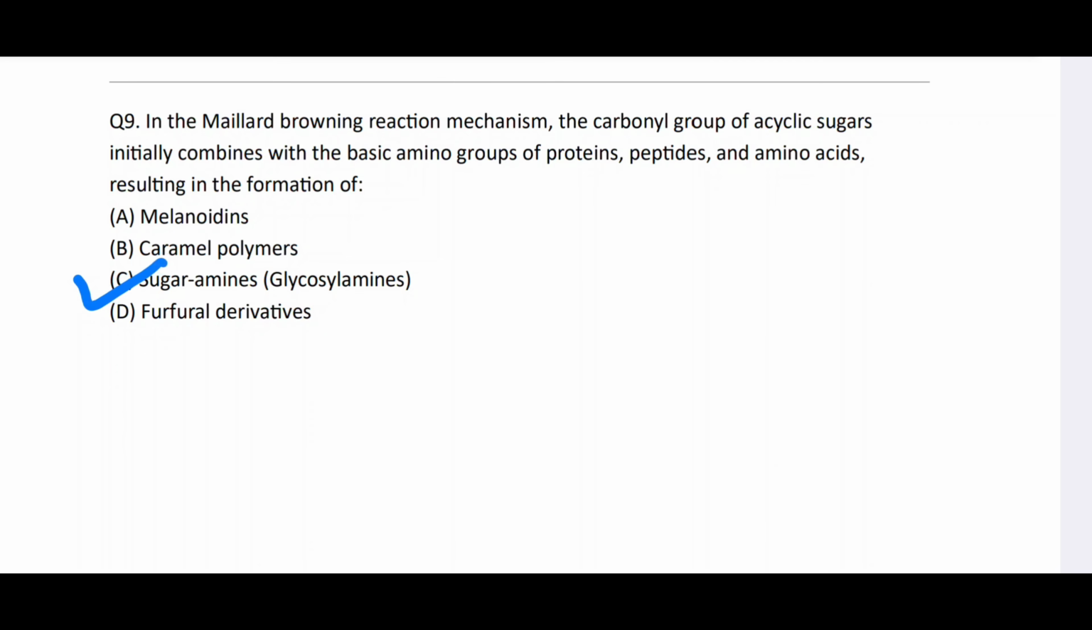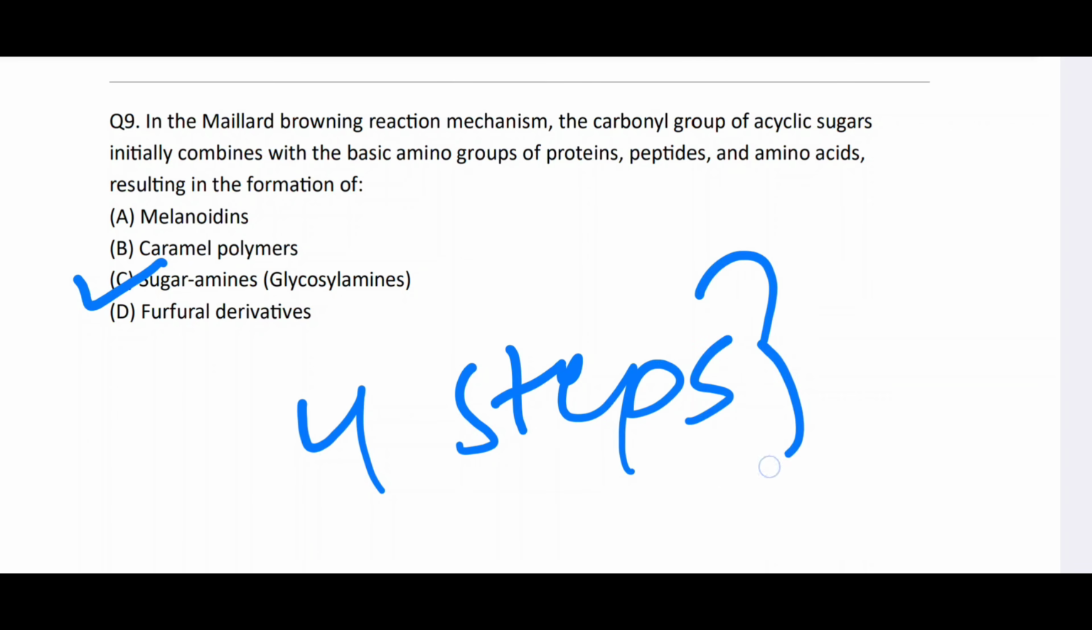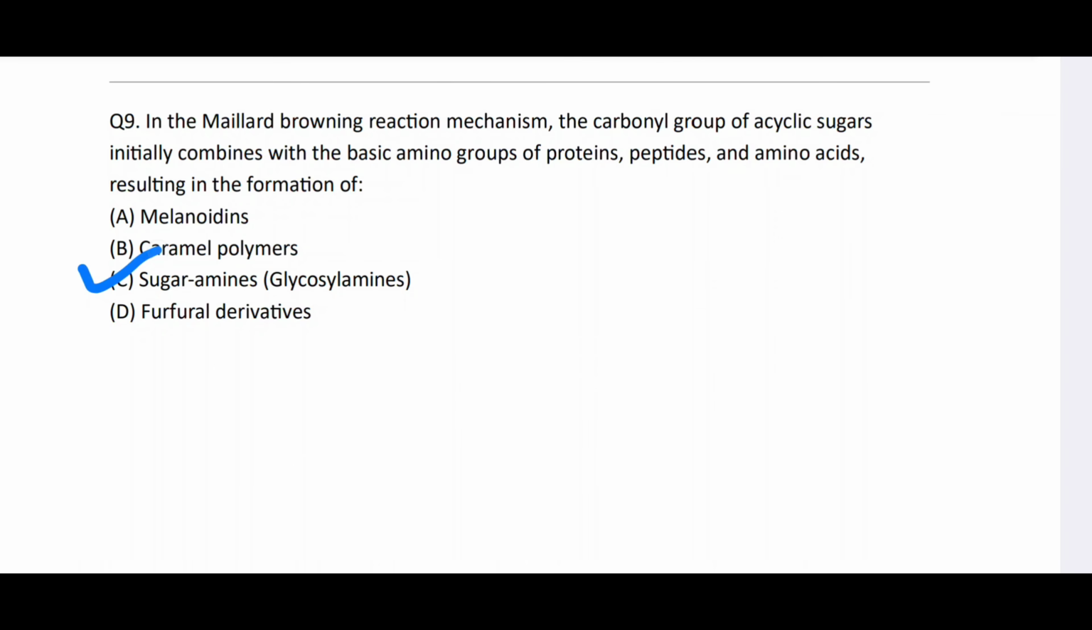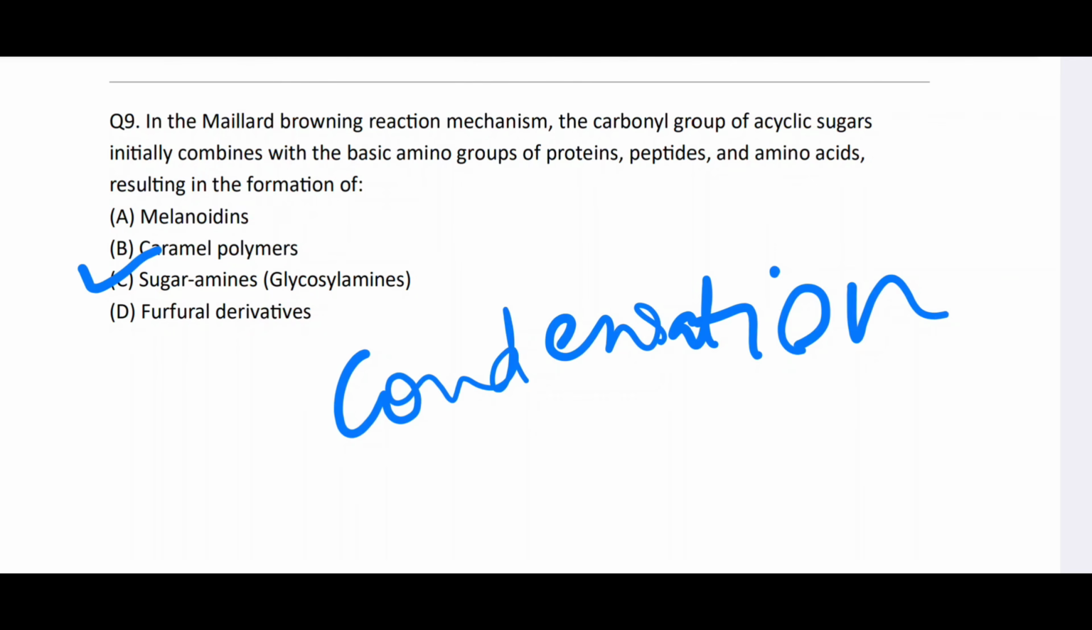So what happens is, there are 4 steps in Maillard-Browning reaction. So the question is about the first step. What compound is being formed in the first step? So the first step of Maillard-Browning reaction is condensation. So in this step, reducing sugar reacts with amino group of amino acid or protein and forms glycosylamines, which is also known as Schiff's base.